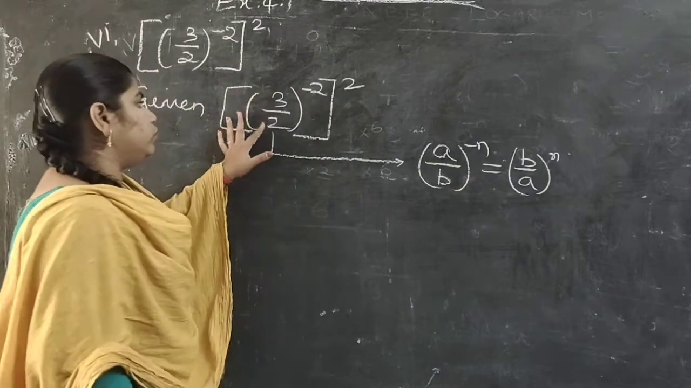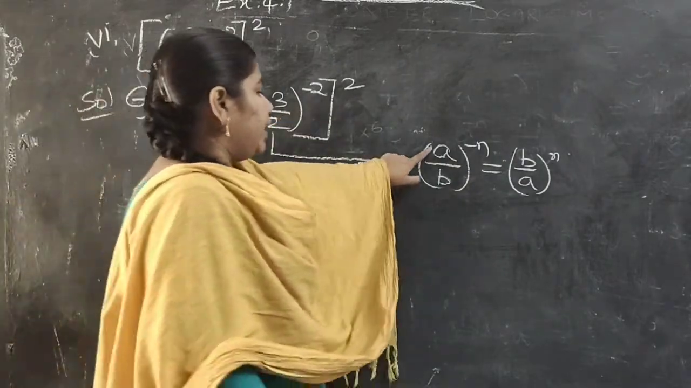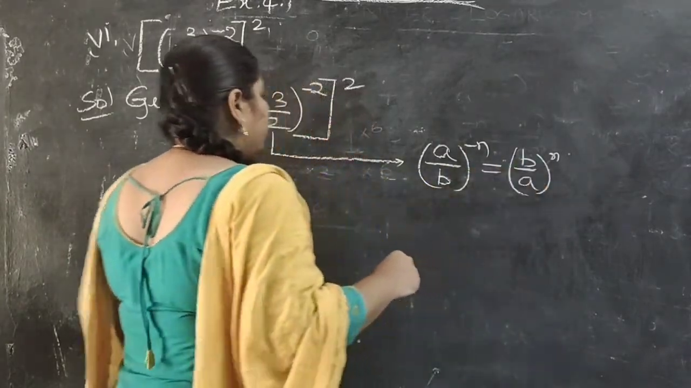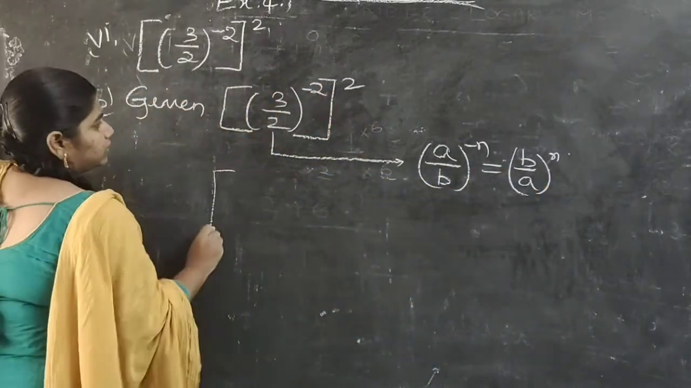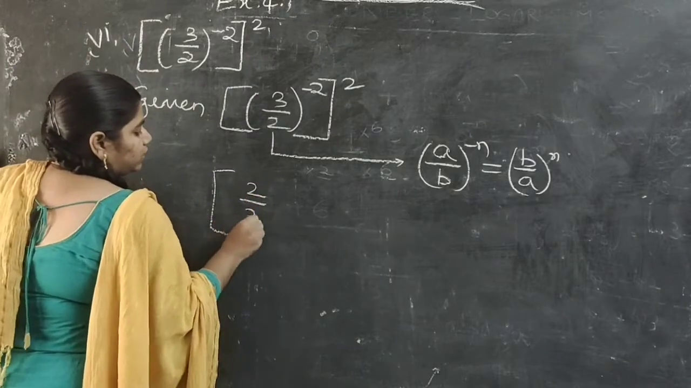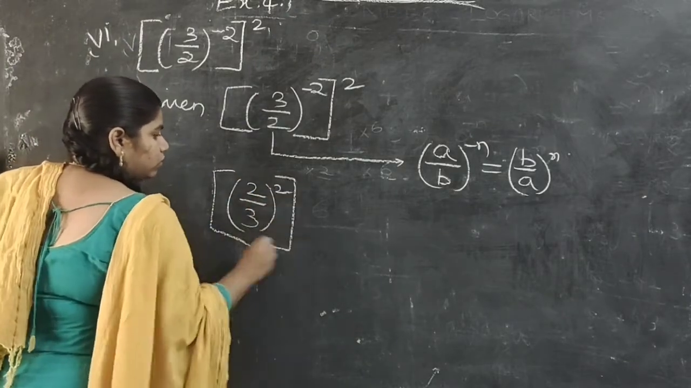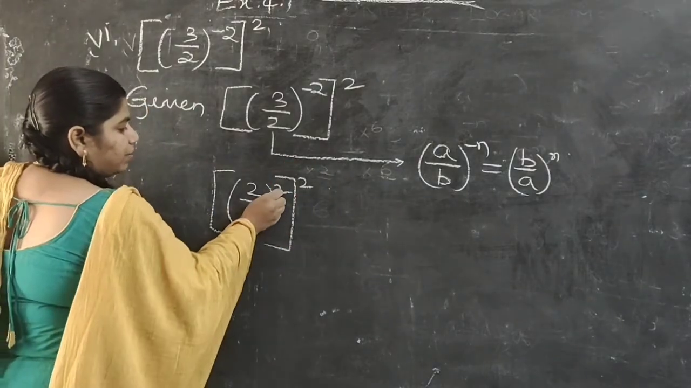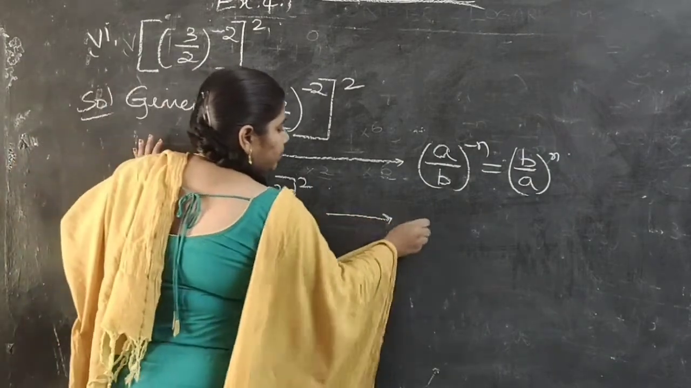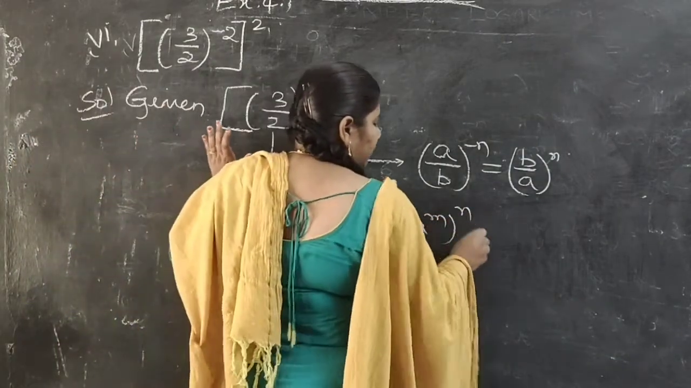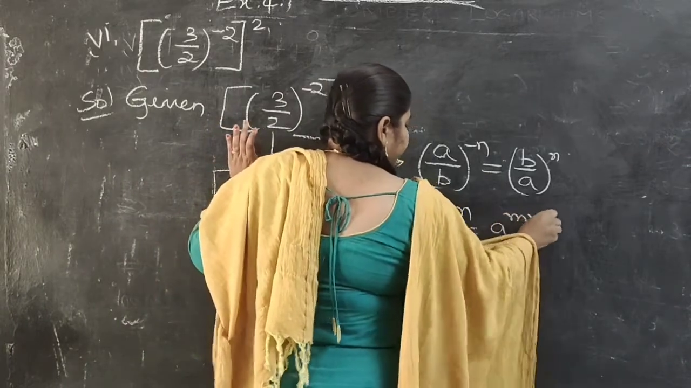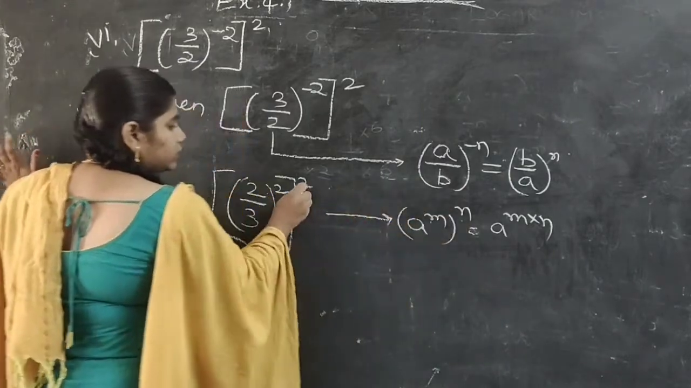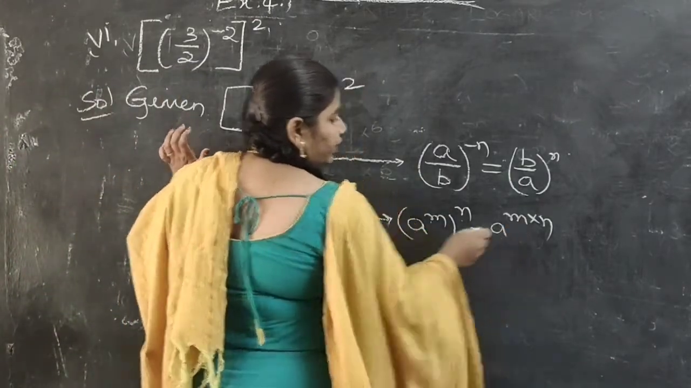So this 3 by 2 whole power minus 2 is in the form of a by b whole power minus n. So this we can write in the form of b by a whole power n. So convert this, that is 2 by 3 whole power 2, and to the power of 2 again. So this is in the form of a power m whole power n. So what is the formula? A power m whole power n is a power m into n. So a value is 2 by 3, m value is 2, n value is also 2. So we have to write in the form of a power m into n now.